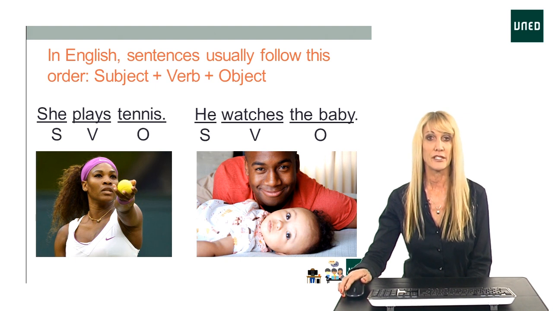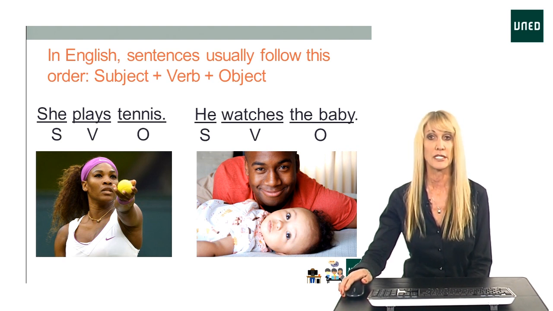In English, sentences usually follow the order subject, verb, object. She plays tennis. She is the subject. Plays is the verb, and tennis is the object. It receives the action of the verb play. What does she play? Tennis.